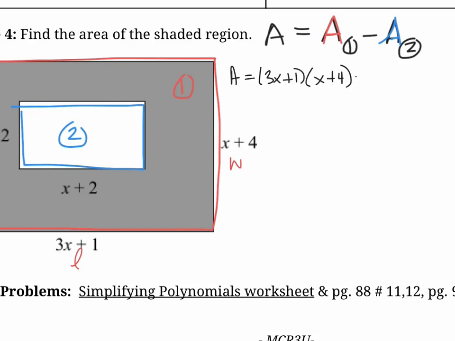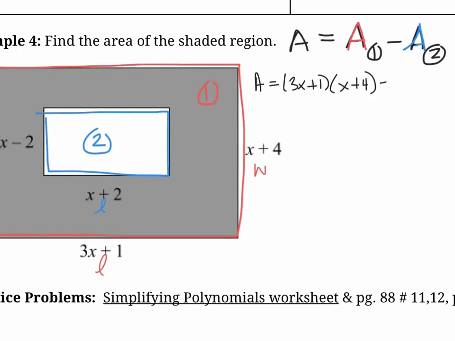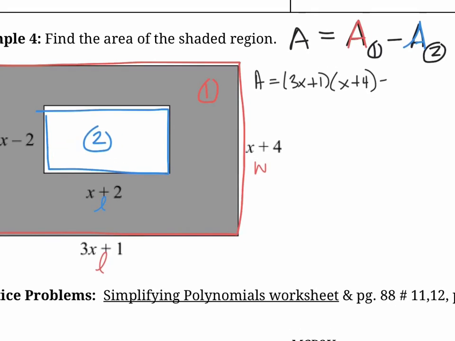Then we're going to subtract the smaller area. In the smaller area, our length is x plus 2, and our width is x minus 2. So let's add that in. So we have minus our length, which is x plus 2, times x minus 2. Now we're just left to expand this and simplify.